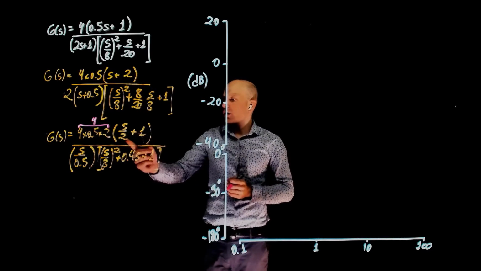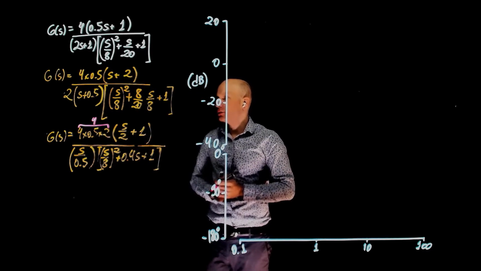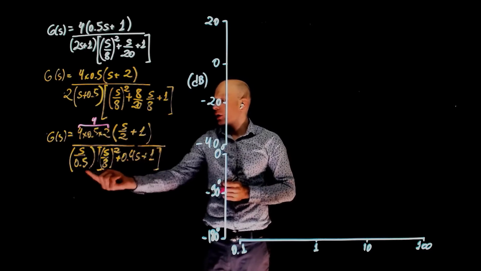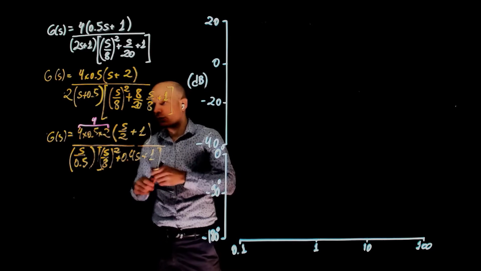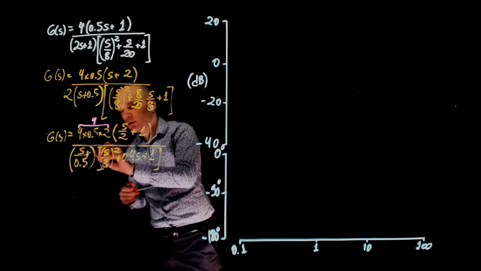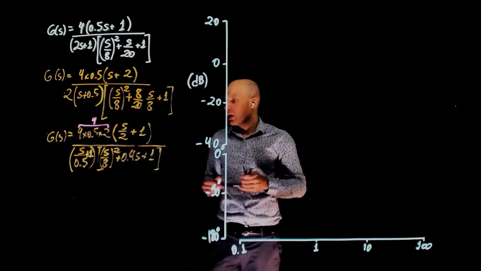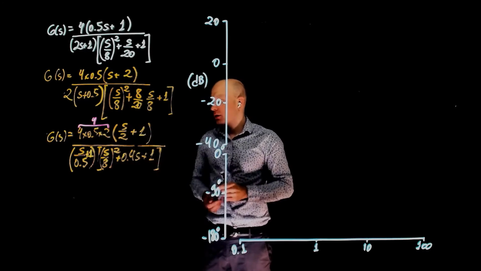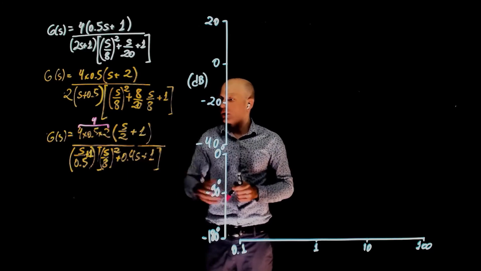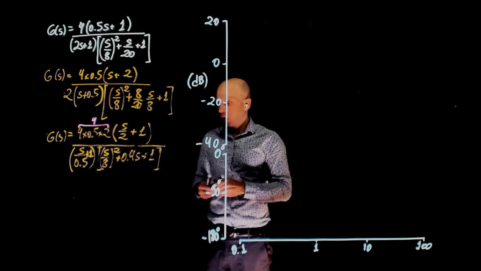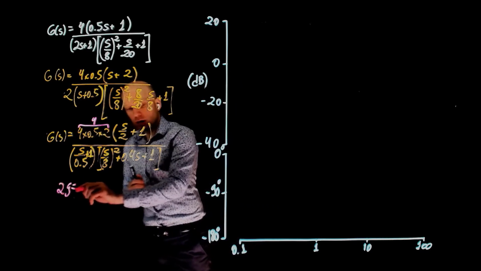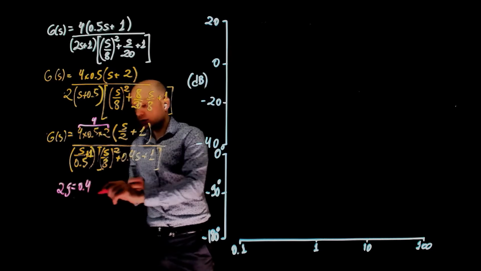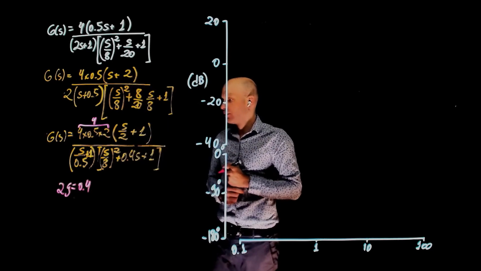So now we can see a cutoff frequency of 2 radians per second for this zero, cutoff frequency of 0.5 radians per second for this pole. I forgot to write plus 1 here. And a cutoff frequency at 8 radians per second for the complex pole. For the complex pole, we know that 2 zeta equals 0.4, zeta equals 0.2.